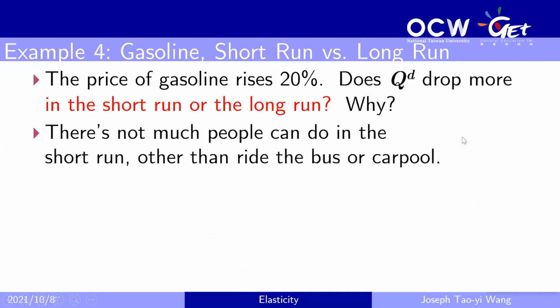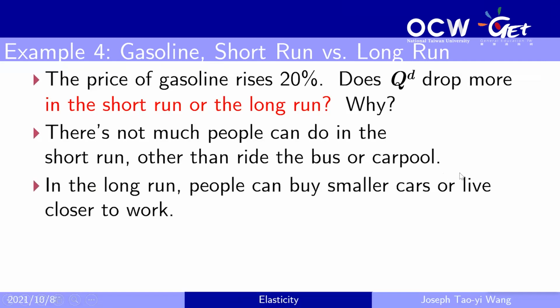In the short run, if the gas price is going up, well, if you already decided, if you bought your car or bought your motorcycle, too bad. You have to pay a higher gas price, and that's it. Maybe you can say, oh, okay, so I'll leave my bike, I'll leave my car at home, and I'll take the MRT, or I'll take the bus, or I'll carpool with my friend.